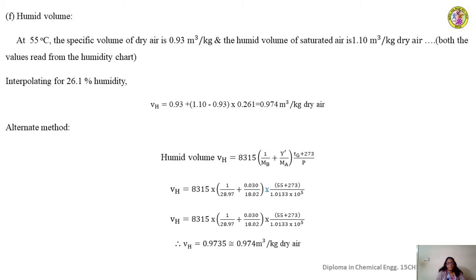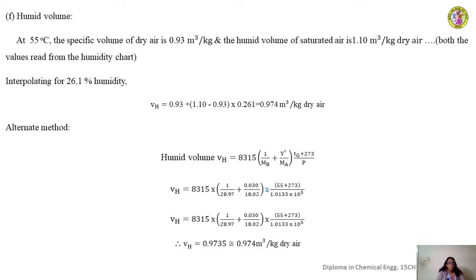Now let us understand how we can calculate the specific volume of dry air for the given mixture of air. At 55 degrees centigrade, the specific volume of dry air is 0.93 meter cube per kg. I've already explained this in the humidity chart. From point D, you have to draw an adiabatic cooling line such that it meets the saturation line at point F.